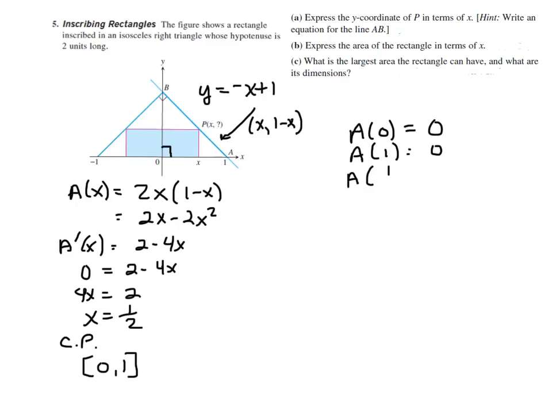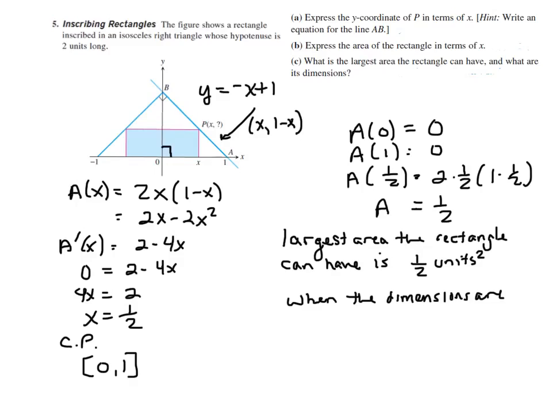And then our critical point, A of 1/2, will equal 2 times 1/2 times 1 minus 1/2, which is 1/2. So you'll end up with 2 times 1/2 times 1/2, which is 2/4 or 1/2. So our area will be 1/2 when we have our critical point of 1/2. So that means we can now make our conclusion. The largest area that our rectangle can have is going to be 1/2 square units when the dimensions are 2x, which is 2 times 1/2, which is 1, by 1 minus x, which is 1/2.